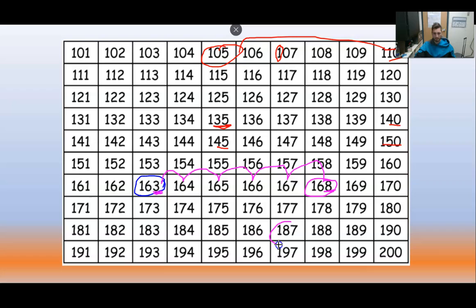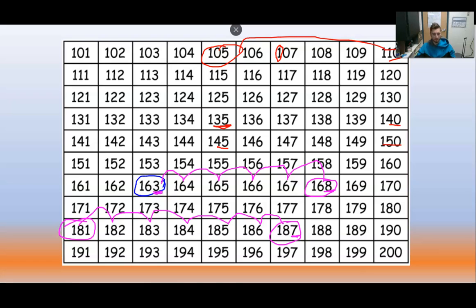Sometimes you start at a certain number and then you want to know maybe what's 5 more or 5 less. Let's say we're at 187. We have to know, okay, what's 7, and we have 7 ones and we need 5 less. So 186, 185, 184, 183, 182, 181. 181 would be our answer then.